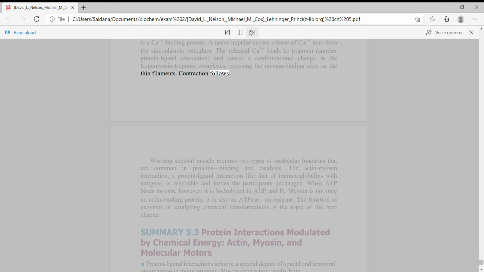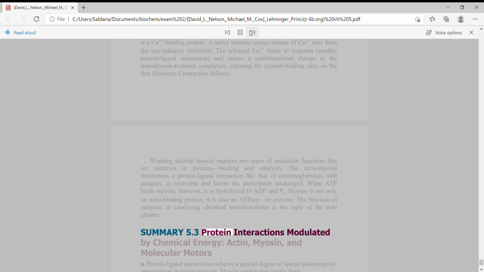Contraction follows. Working skeletal muscle requires two types of molecular functions that are common in proteins: binding and catalysis. The actin-myosin interaction, a protein-ligand interaction like that of immunoglobulins with antigens, is reversible and leaves the participants unchanged. When ATP binds myosin, however, it is hydrolyzed to ADP and Pi. Myosin is not only an actin-binding protein, it is also an ATPase enzyme. The function of enzymes in catalyzing chemical transformations is the topic of the next chapter.